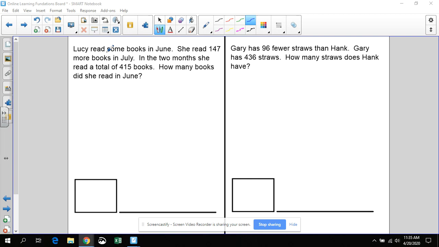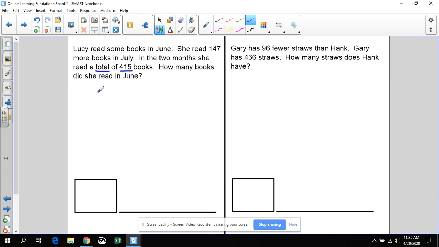So this one says, Lucy read some books in June. She read 147 more books in July. In the 2 months, she read a total of 415 books. How many books did she read in June? When I see that word total next to a number, that tells me that 415 is the biggest number in this problem because it is the total number of books.